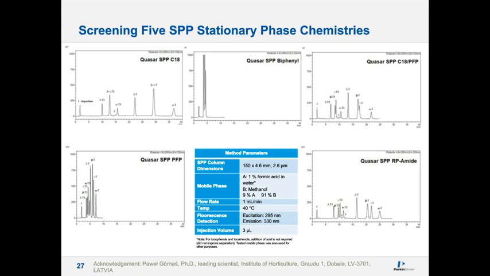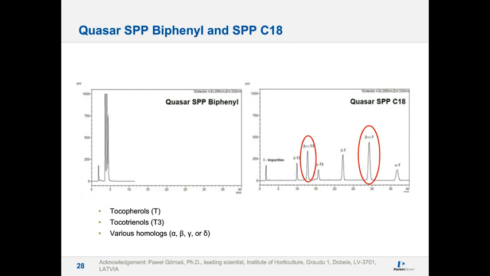So let's look into the results of the screening in more depth. The SPP biphenyl phase showed poor separation and retention of the 8 compounds with only 3 peaks, and this would likely require quite a lot of further method development going forward. Analysis using the Quasar C18 SPP phase provided good separation for the majority of the compounds. However, it failed to separate the tocopherol and tocotrienol beta and gamma isomers. This phase also provided excess retention, with the runtime being nearly 40 minutes long. This phase is therefore unsuitable for the analysis due to the long runtime and the inability to distinguish between the beta and gamma isomer peaks.